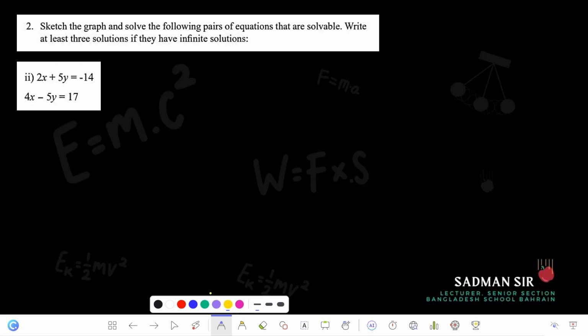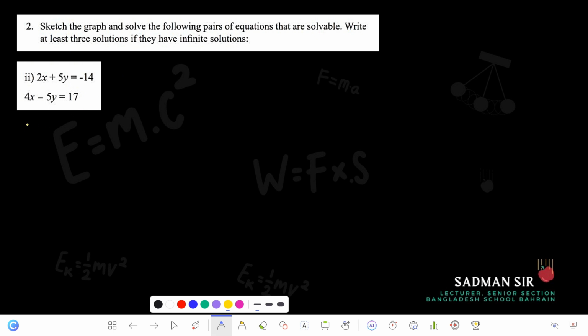We are going to solve problem number 2 of question number 2. And again, they told us to sketch the graph and solve the following pairs of equations that are solvable. So that is why we need to check the solvability of the equations that are given first, right?